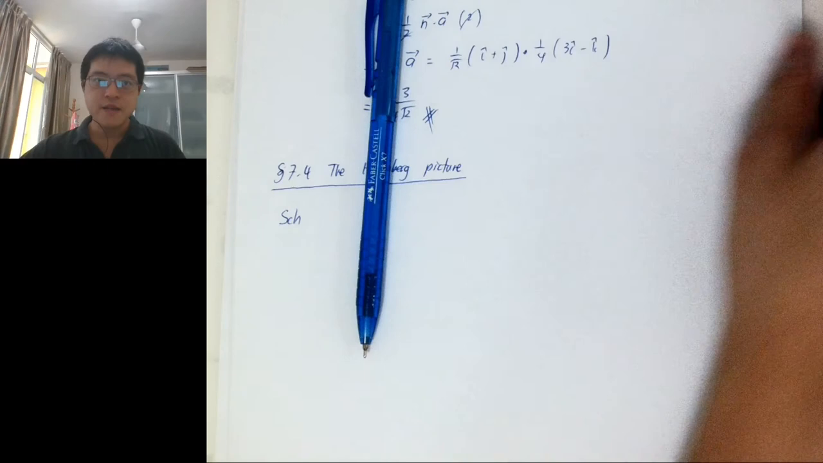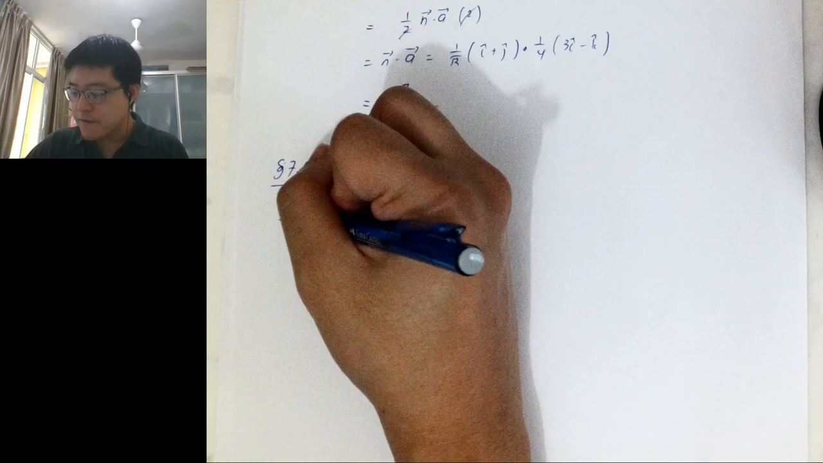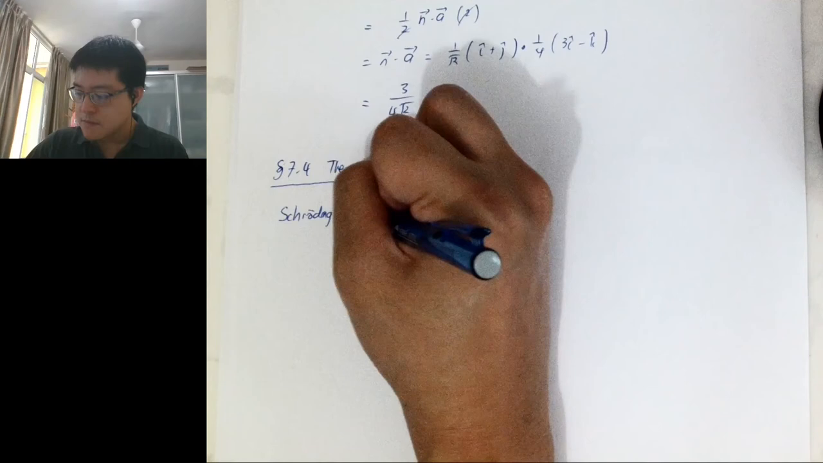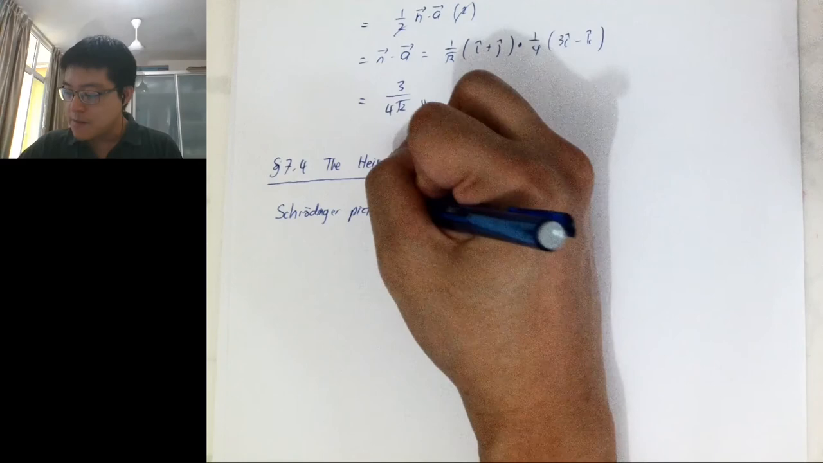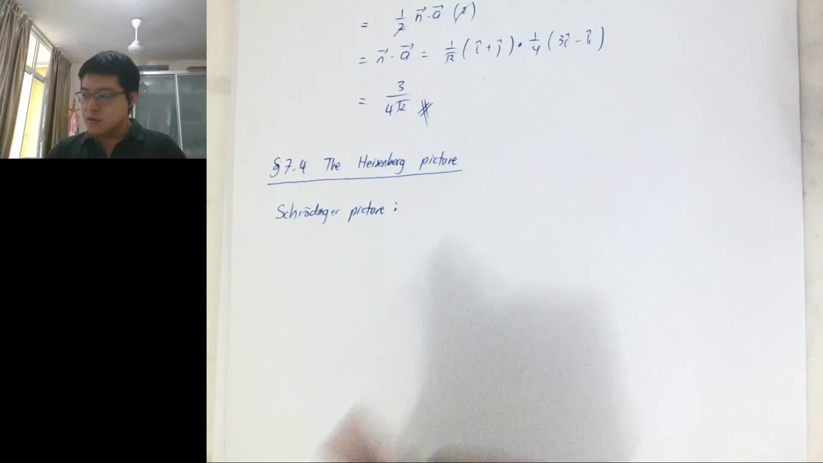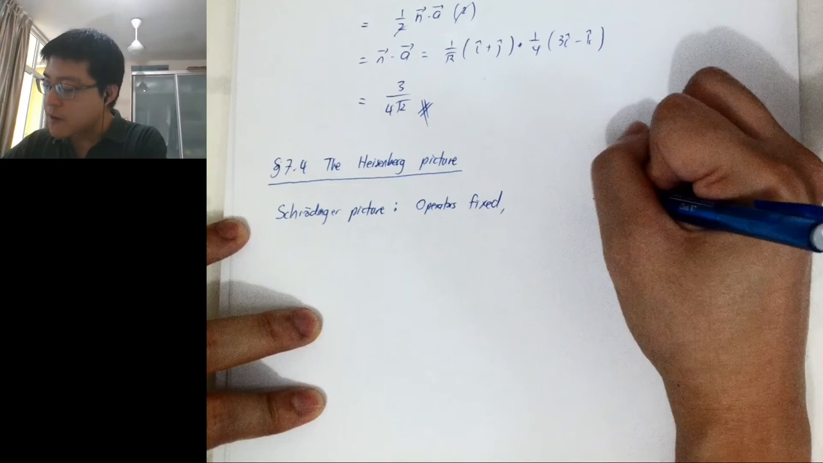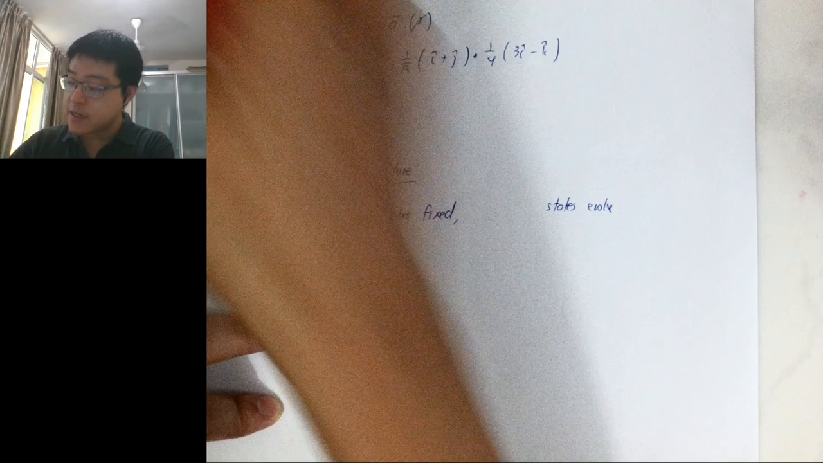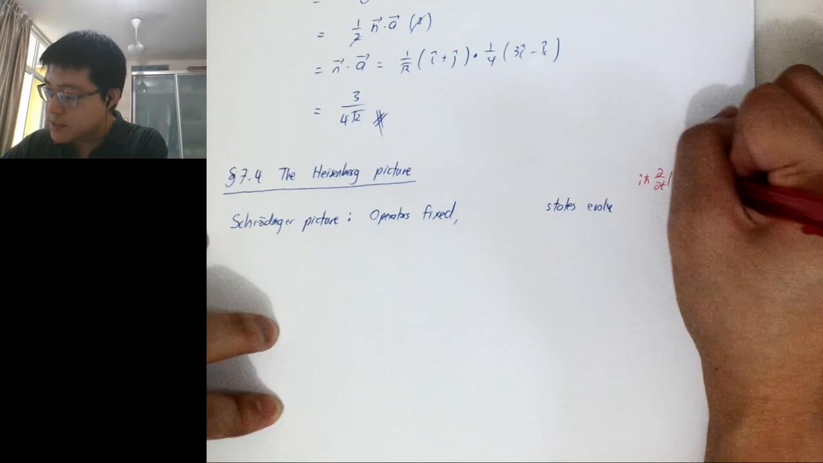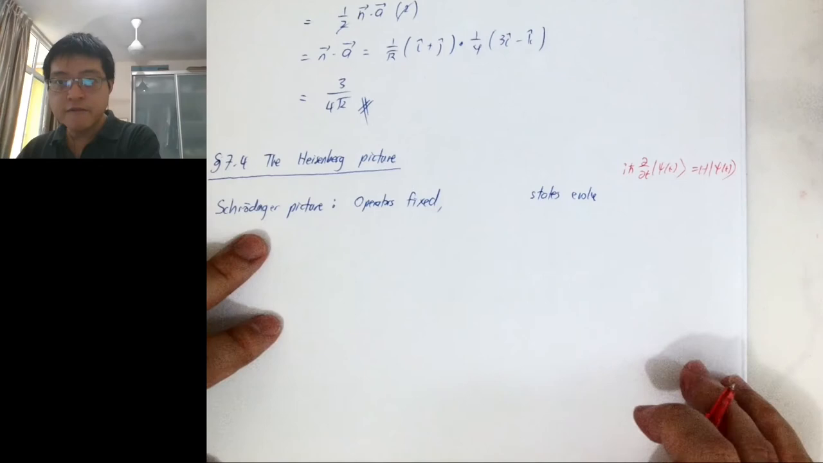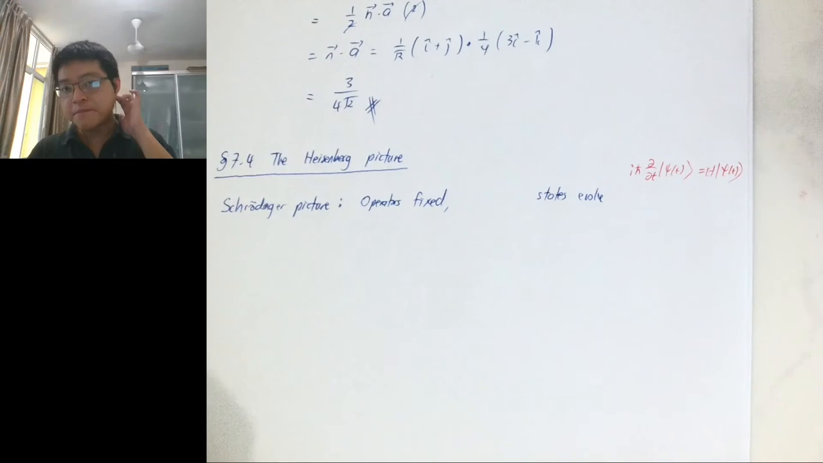So what we have been doing so far is the Schrodinger picture. And what does the Schrodinger picture mean? Well, there is a distinction between the operators and the states. In the Schrodinger picture, our operators are fixed, and then the states evolve. This is why we have the Schrodinger equation. It is a differential equation that tells us how the state evolves, and when we use an operator, it corresponds to some measurement. So these are fixed.